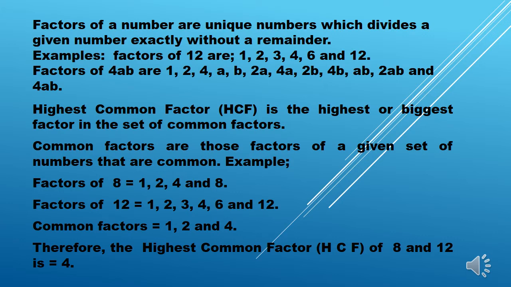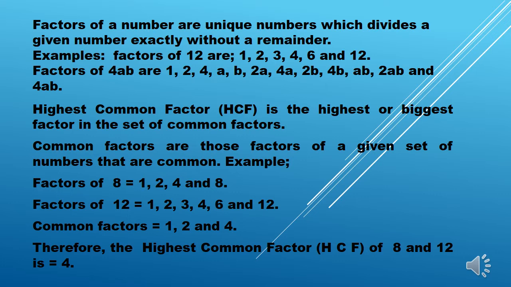12. Now let's move to the next number, 4. We have 4 as a factor of 8 and also as a factor of what? 12. Therefore, 4 is a common factor of 8 and 12. Now we have 6 as a factor of 12, but 6 is not a factor of 8. So 6 is not a common factor. We can't take it.